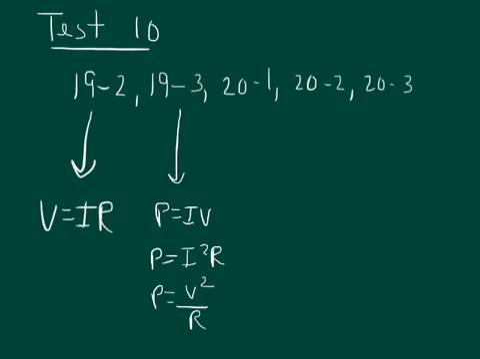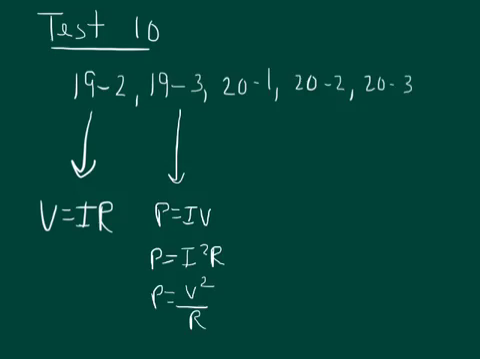P equals IV, where I is current, V is voltage. P equals I squared R, where I is current, R is resistance. Or P equals V squared over R, where V is voltage and R is resistance. Any of these still give you power. Okay? They all give you power, depending on what you're given in the scenario. We'll talk about that more.